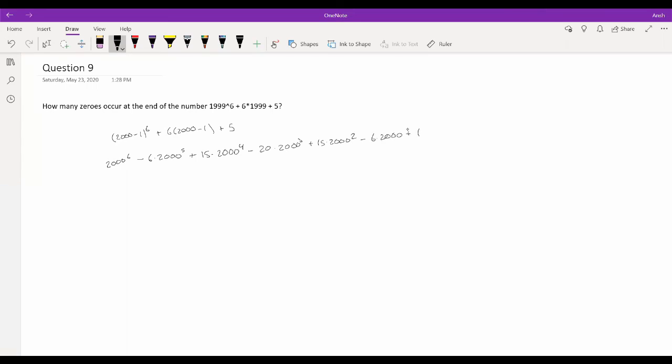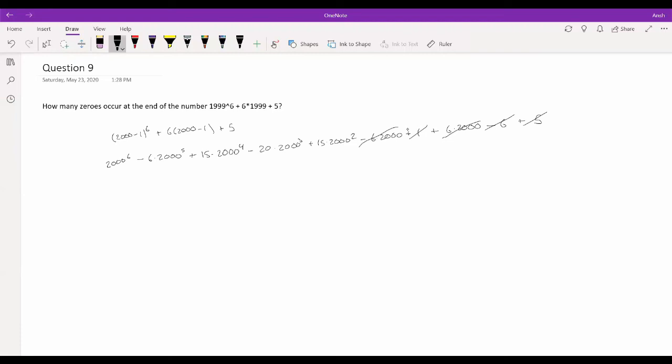So this should just be from the first term. Then our second term would become plus 6 times 2000 minus 6. That's from our second term, 6 times 1999. And finally, we would have plus 5, which is from our very last term. Well, as you can see, some things cancel out. The 1 minus 6 plus 5 obviously cancel out. And we notice we have a minus 6 times 2000 and a plus 6 times 2000, so those cancel out. So all we're left with is this, right?